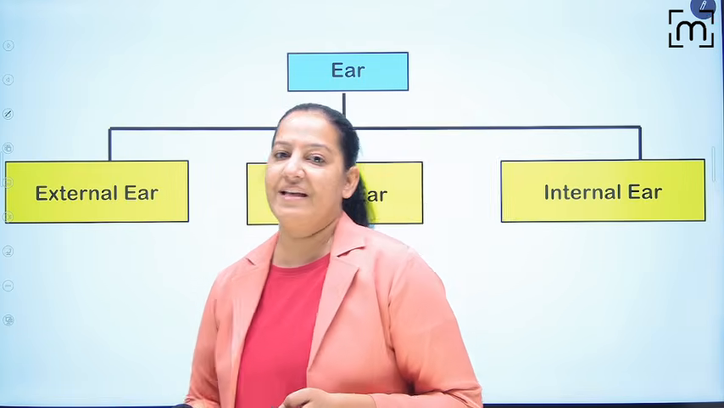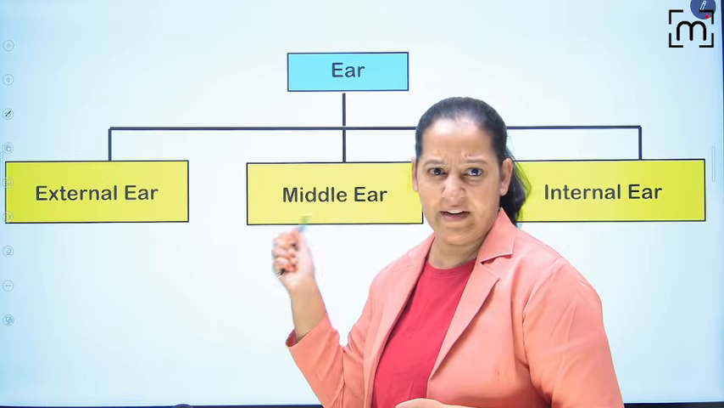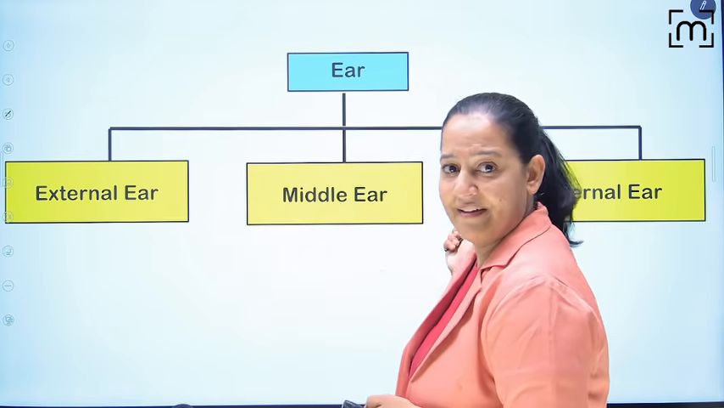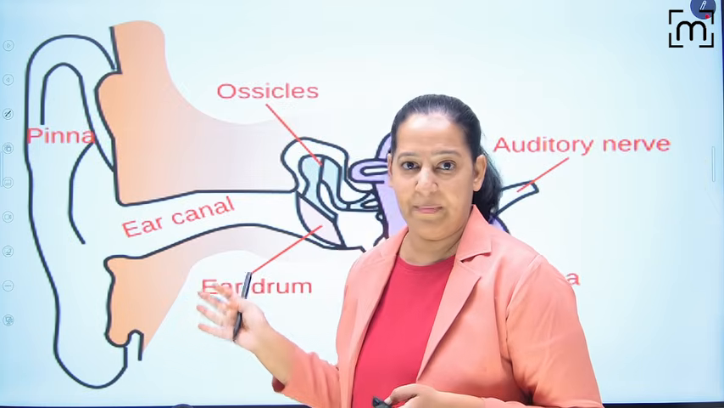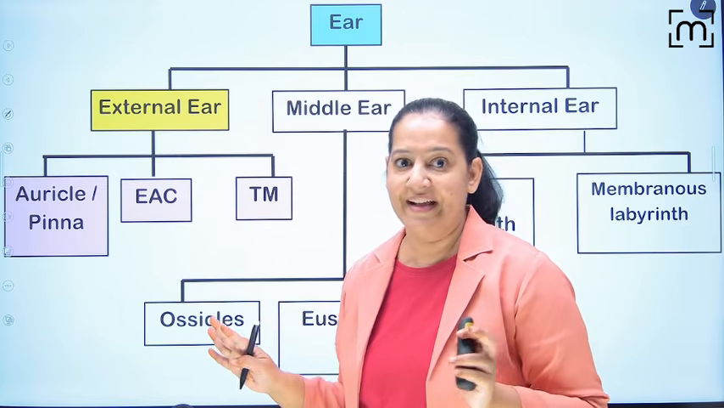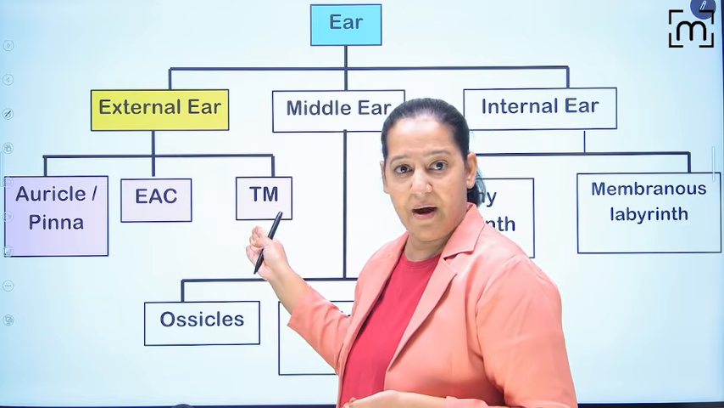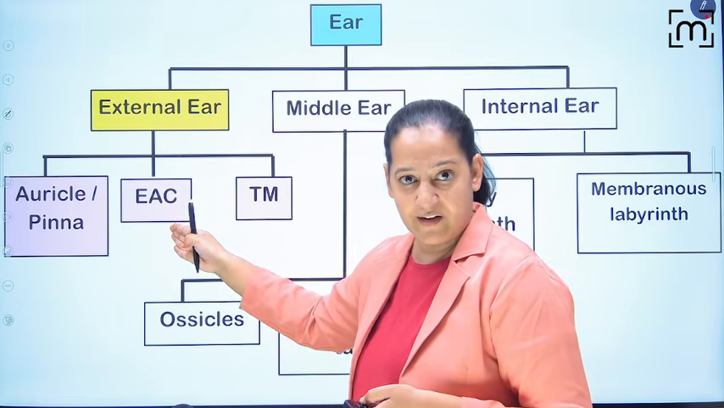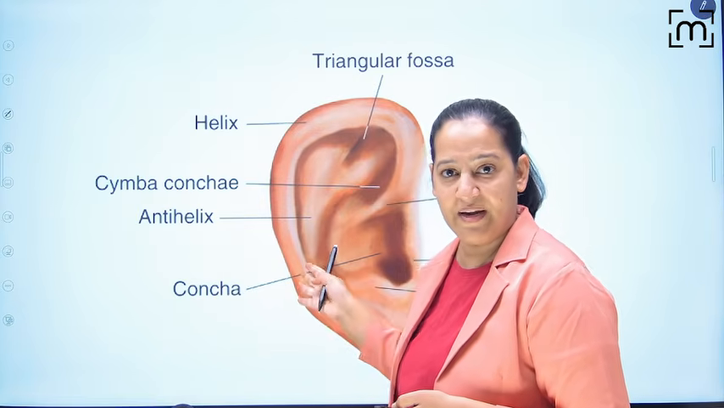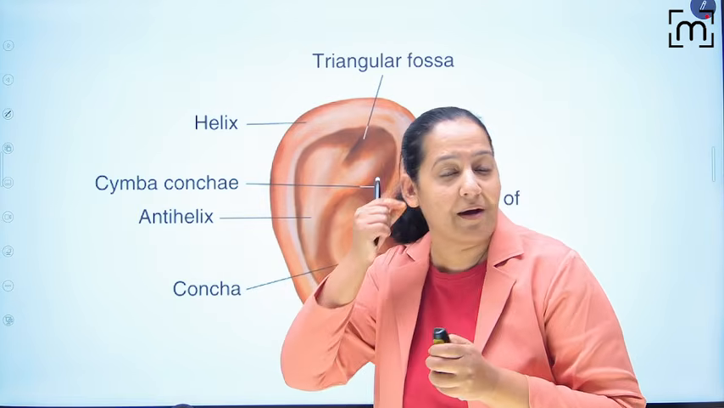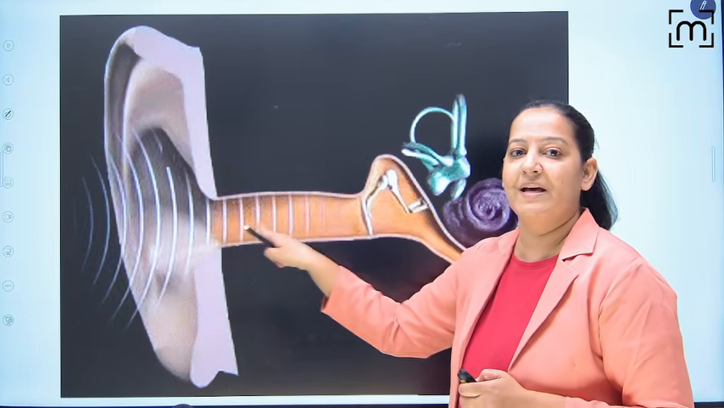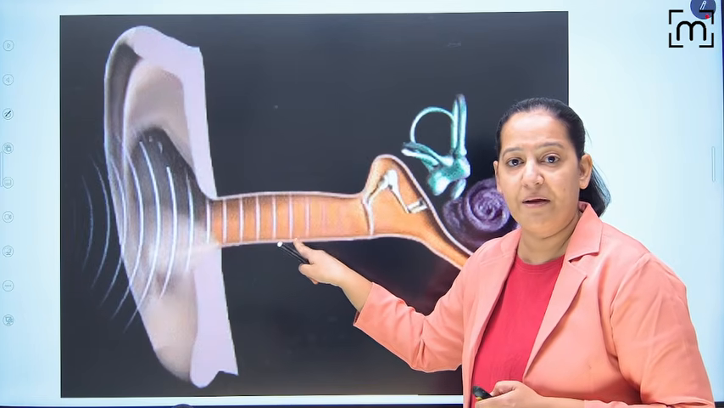Yesterday we saw the anatomy of the ear. The ear is divided into 3 parts: external ear, middle ear, inner ear. You can see the complete diagram. The external ear has 3 parts: pinna, external auditory canal, and tympanic membrane. The pinna collects the sound. This is my pinna. After that, the pinna connects with the external auditory canal, 24 millimeters long.